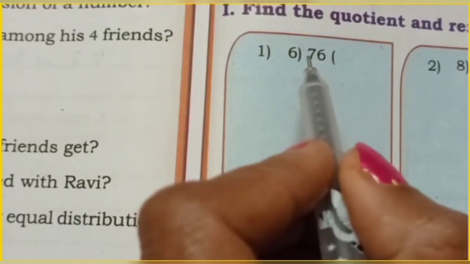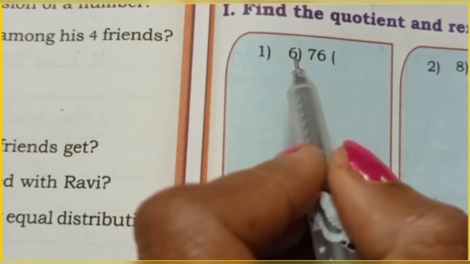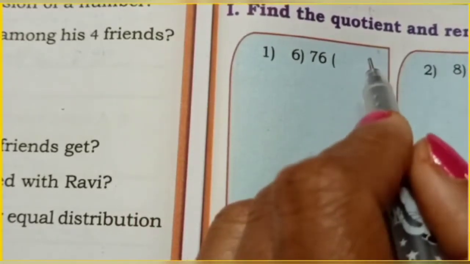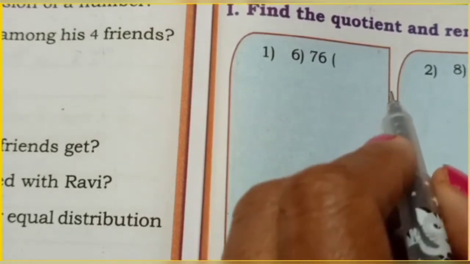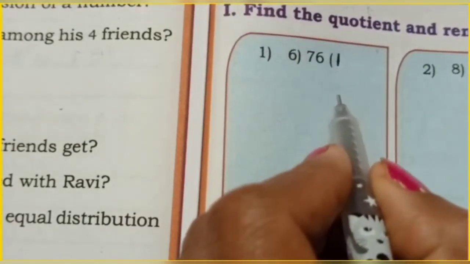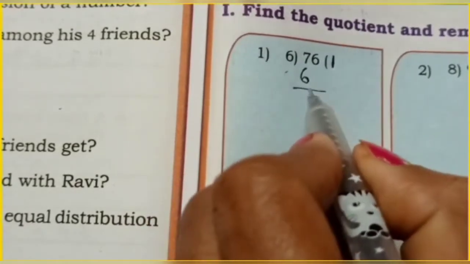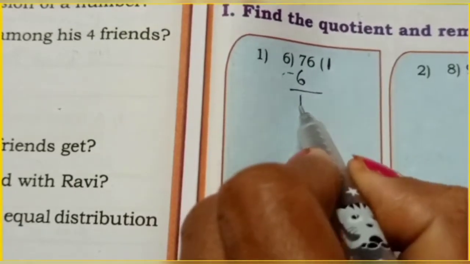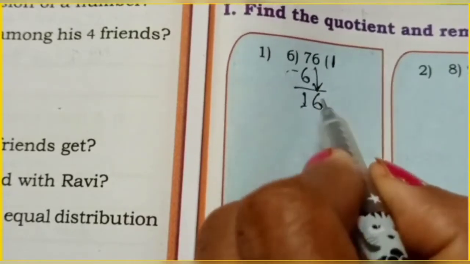Now divide 7 tens by 6. So 6 ones are 6, right? Write 1 as the first digit of the quotient. Write the 6 and subtract it. 7 minus 6 is 1, and bring down 6. Now 16 divided by 6.